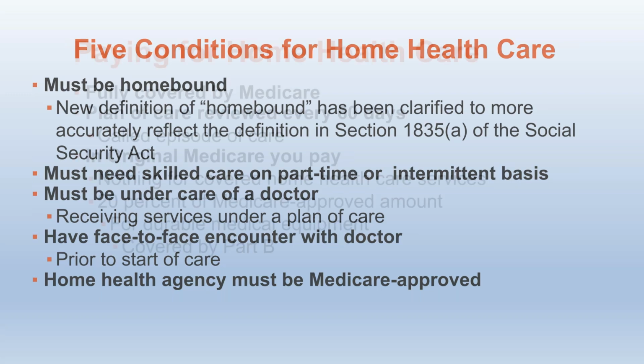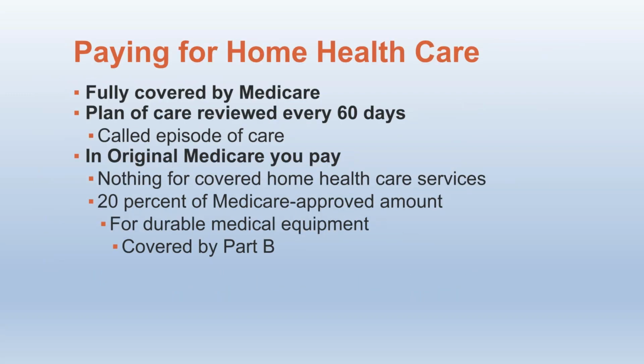Paying for home health care. In original Medicare, for Part A covered home health care, you pay nothing for covered home health care services provided by a Medicare approved home health agency. If you have Part B, you pay 20% of the Medicare approved amount for an assigned durable medical equipment claim. If the claim is not assigned, you're responsible for whatever the durable medical equipment supplier charges over and above the Medicare approved amount, and we'll discuss assignment later.